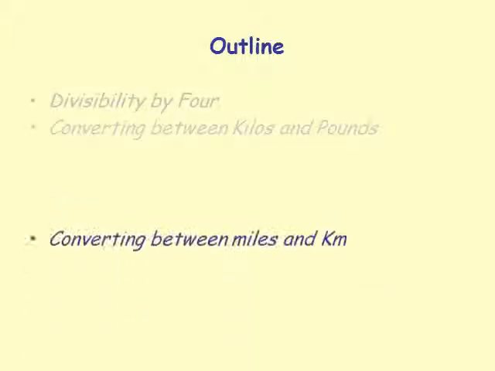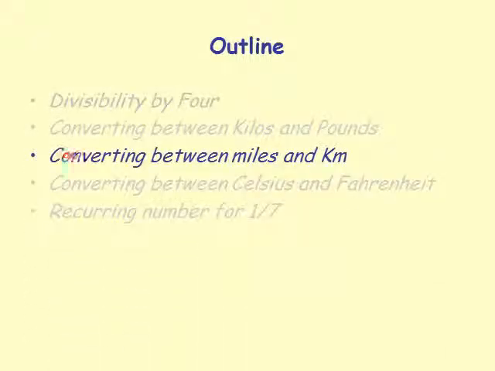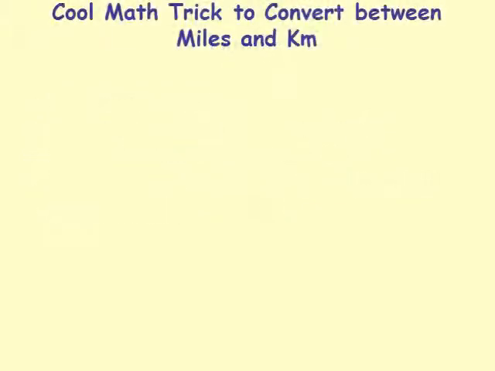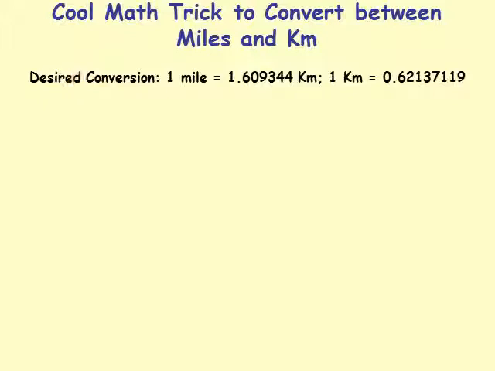Let's continue to the next section. In this section, we'll discuss converting between miles and kilometers. Cool math tricks to convert between miles and kilometers. I got that from the internet. The desired conversion is 1 mile equals 1.609344 kilometers, or 1 kilometer equals 0.621371119 miles.